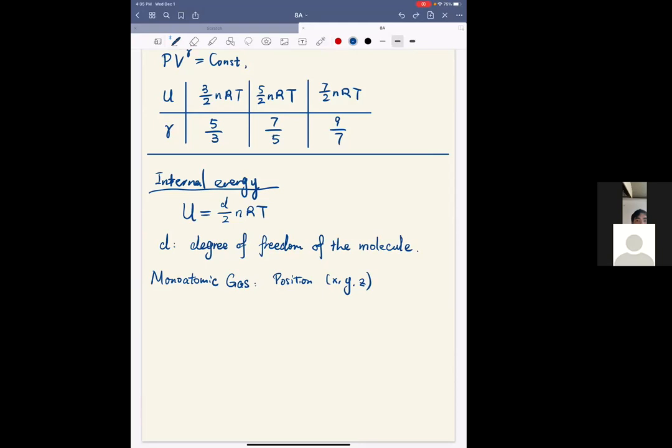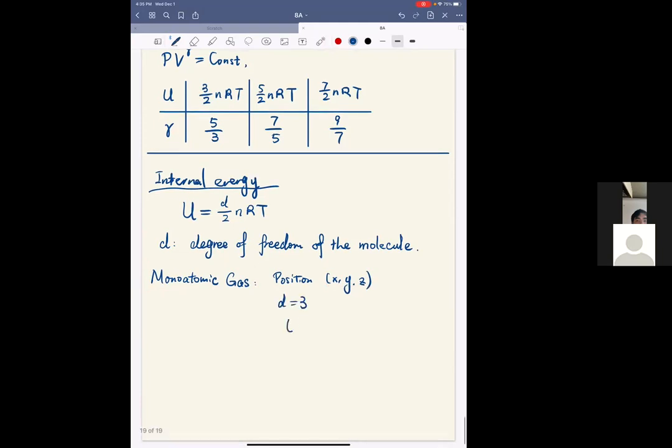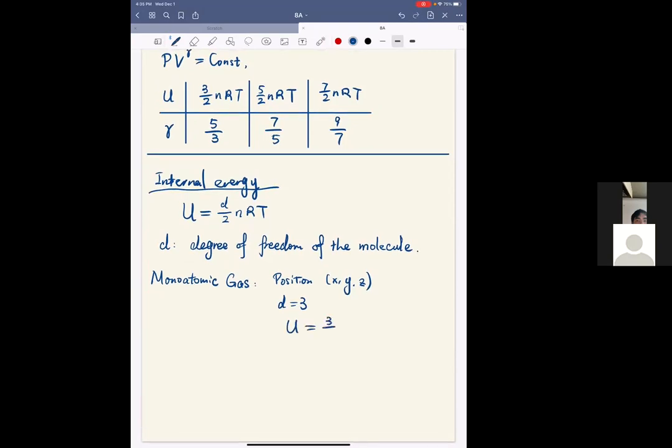And we know that for a monoatomic gas, the molecule is just an atom. And to specify an atom, we just need to specify where it is. So that's why we only need those 3 variables to describe it. That means d equals 3. And as a result, the internal energy is just 3/2 nRT.